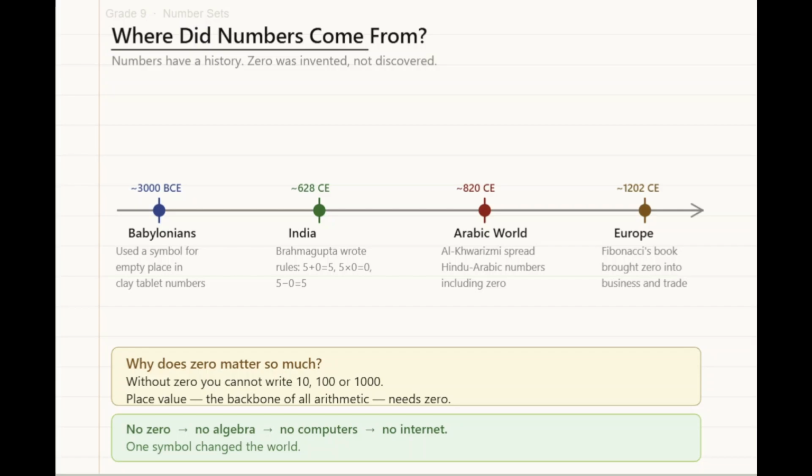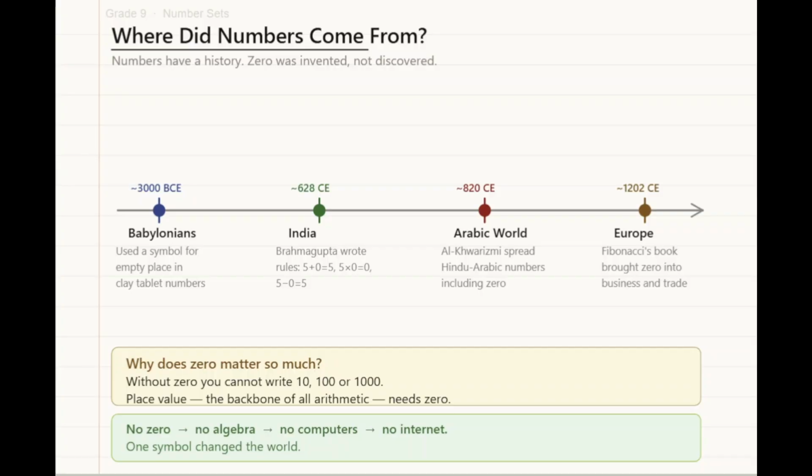A couple of hundred years later, the Arabic world spread these ideas. Al-Khwarizmi helped bring Hindu-Arabic numbers including 0 to more people. And by 1202, a man called Fibonacci wrote a book. This book brought 0 into European trades and business. Merchants loved it. It made counting money much easier.